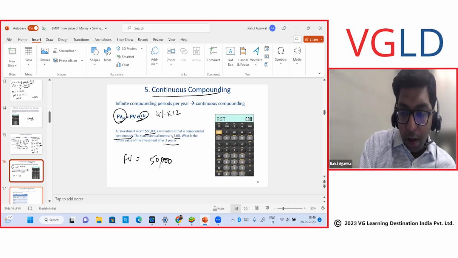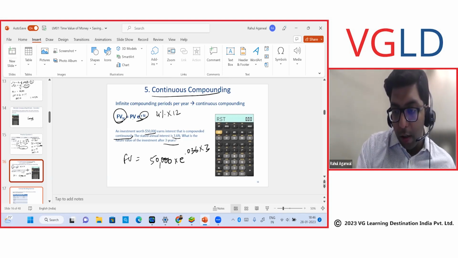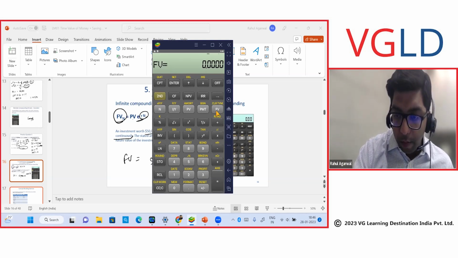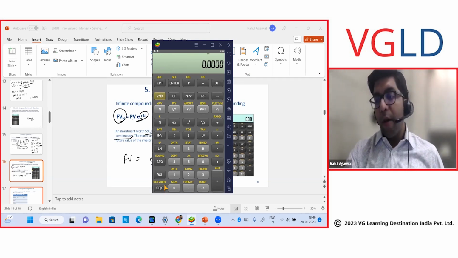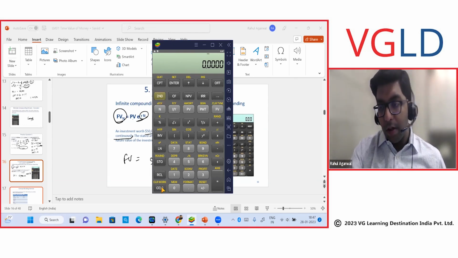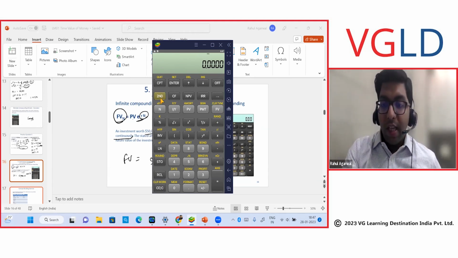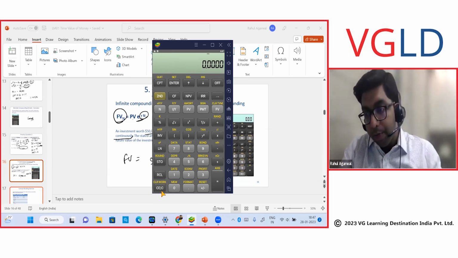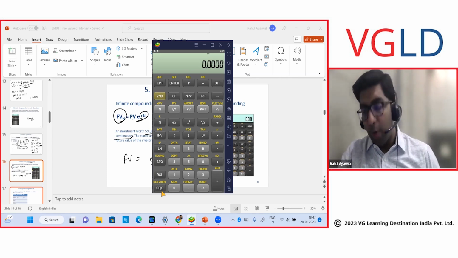It is 50,000 into e to the power 0.036 because it is percentage. So 0.036 into 3. So first calculate. Please look on the screen. Second, clear TVM. Second, clear work. Please remember that every time you make a fresh calculation, first press second, then clear TVM, then press second, then clear work. This just clears everything. Second and clear TVM clears the time value of money calculations. Second and clear work clears the rest of the calculations. So basically it clears the calculator, like deleting its memory. So these are the two buttons to clear the memory of BA2 Plus.